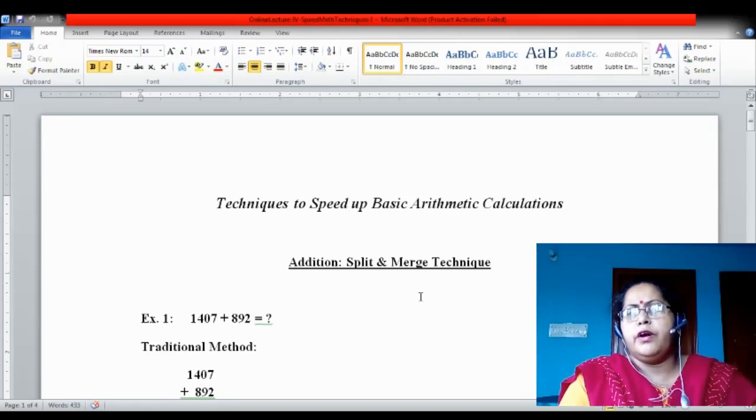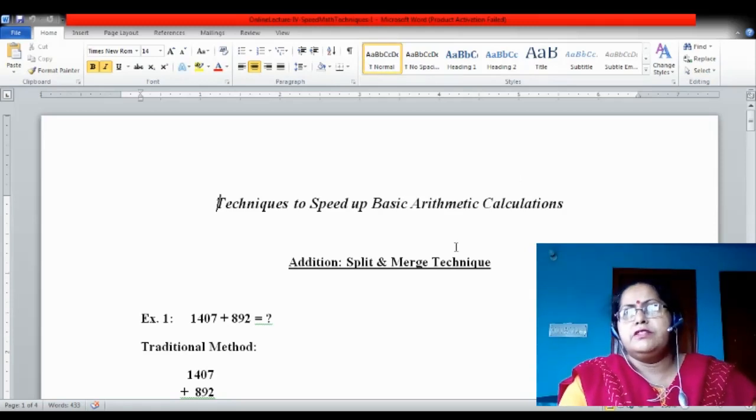So the first arithmetic operation I'm going to talk about is of course addition, and the technique is called the split and merge technique. As you see the word split, the numbers which you are given to add, you split them in some way. You split the digits in the number, then you do the addition, and then merge. So let us take an example.